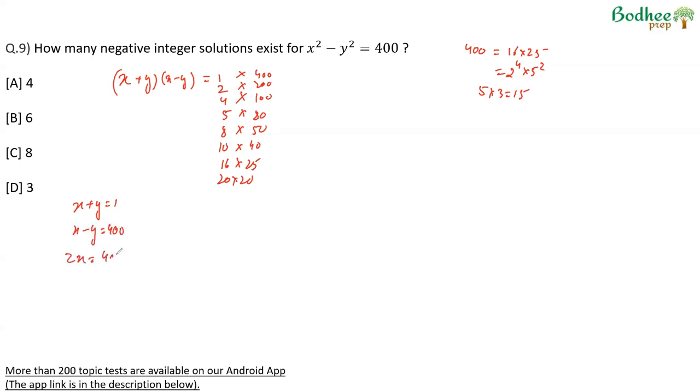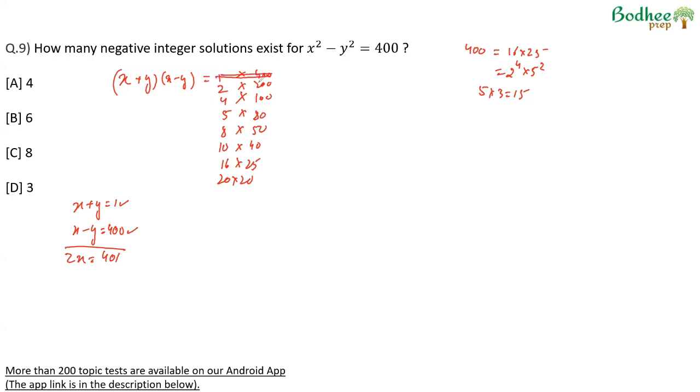Now, if we look at x plus y as 1 and x minus y as 400, we'll get 2x is equal to 401, which will not give us an integral solution. Because one of the values is odd, one of the values is even, the sum will be odd, and on adding this, we'll get twice of x, which is even. So the sum has to be even. So we can eliminate the cases where one of the numbers is even and one is odd.